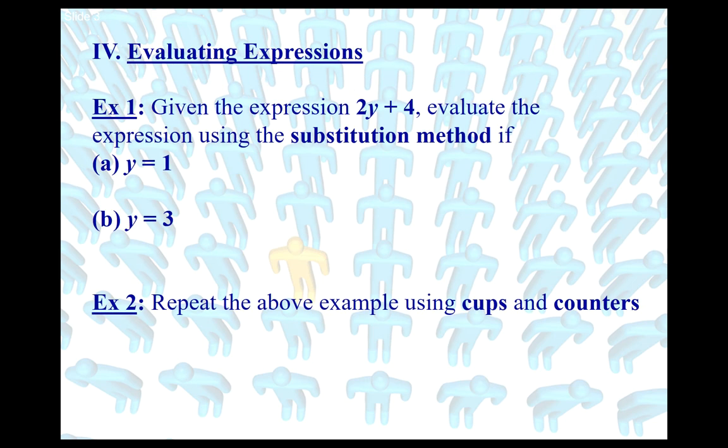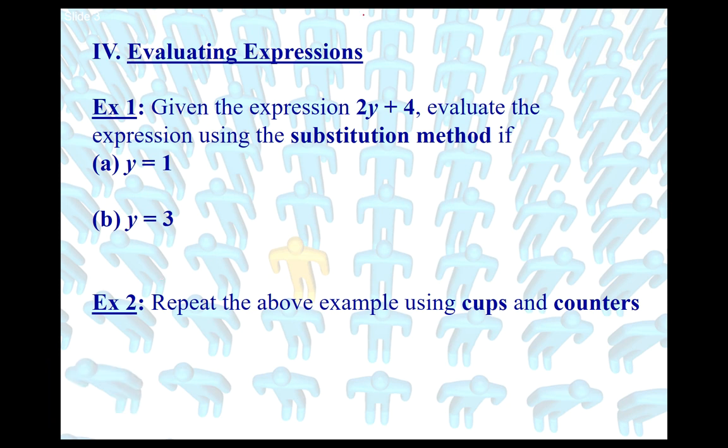Okay, so we're going to jump right into some examples. Like I said, we already do have some familiarity with this. So example 1, given the expression 2y plus 4, I want to evaluate the expression using the substitution method. The substitution method involves my 3-step procedure: step 1, write the equation; step 2, substitute in the variable, the number; and step 3, evaluate and calculate what the expression is equal to. So let's go ahead and do this.